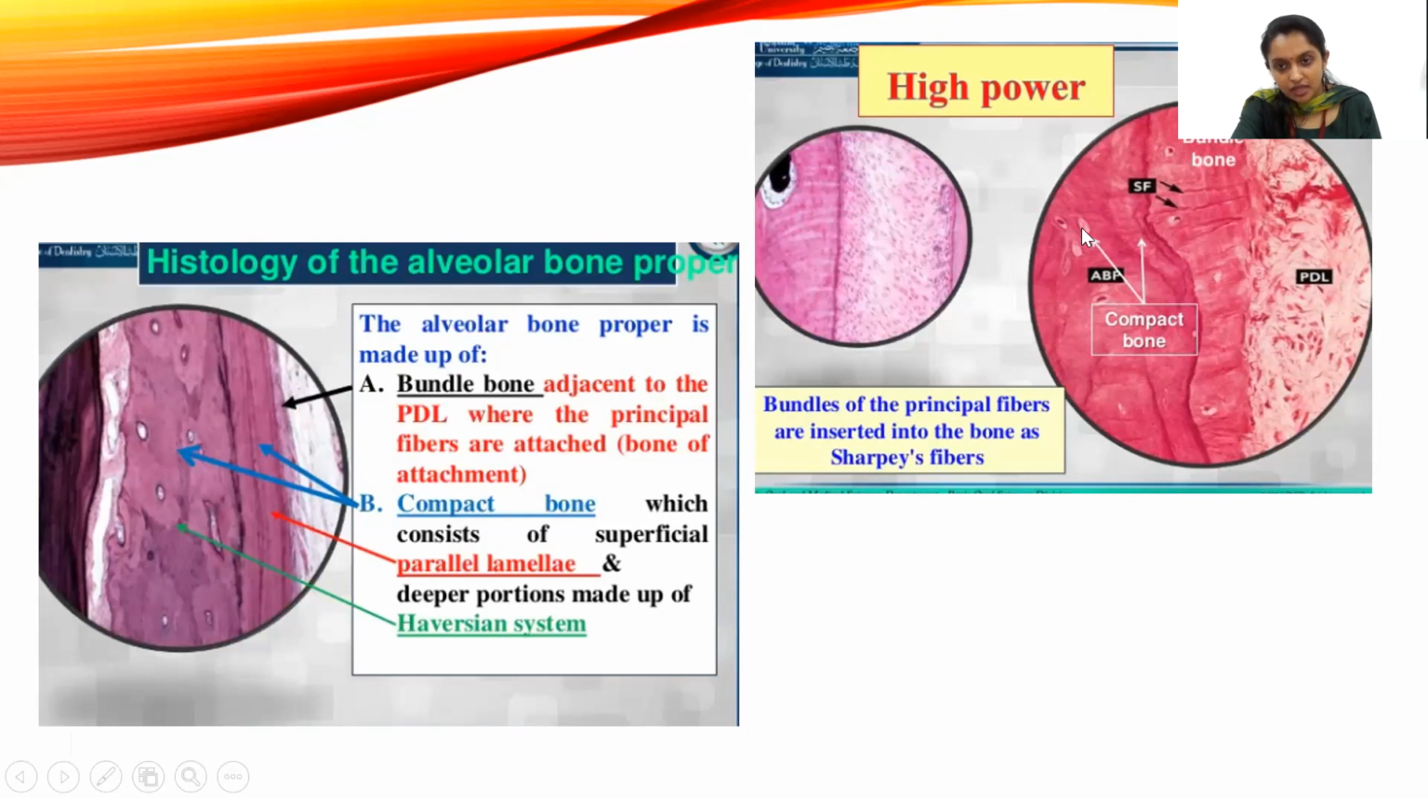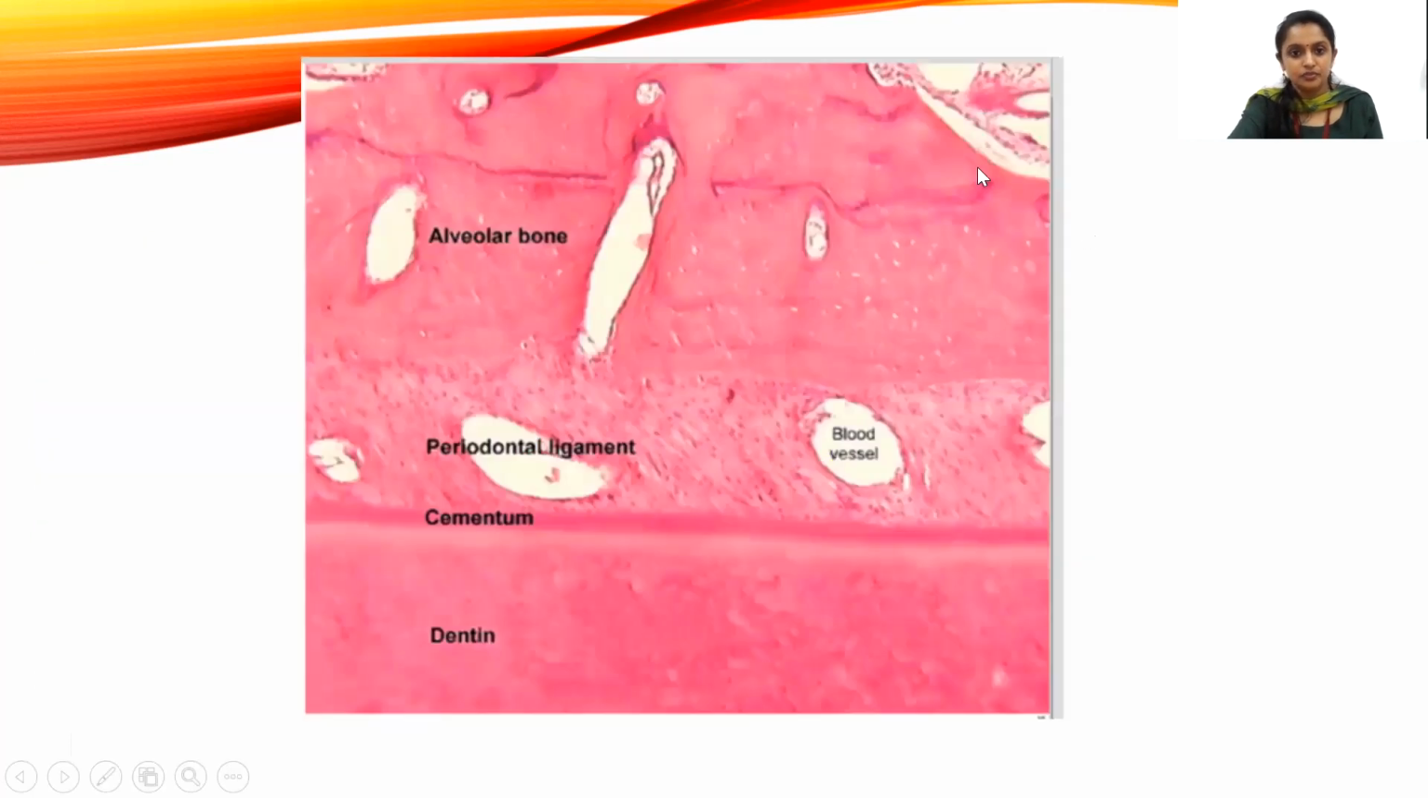So here you can appreciate the osteocyte, and here forms the osteon. So this is a typical alveolar bone. This is the periodontal ligament with blood vessels. This is cementum and dentin.